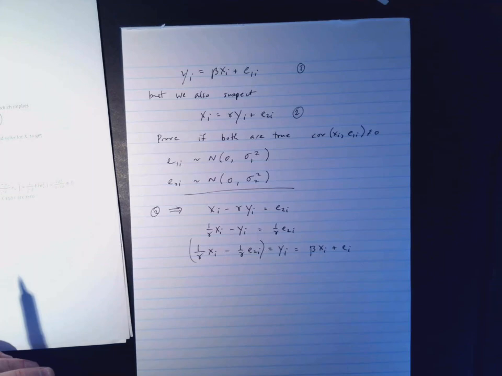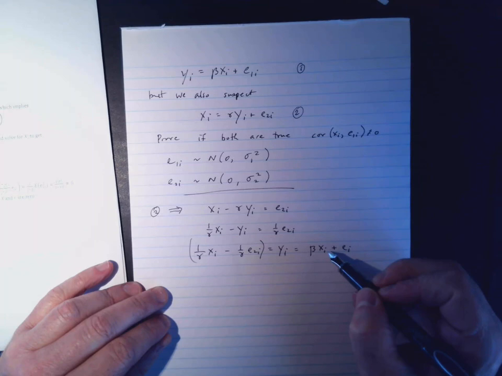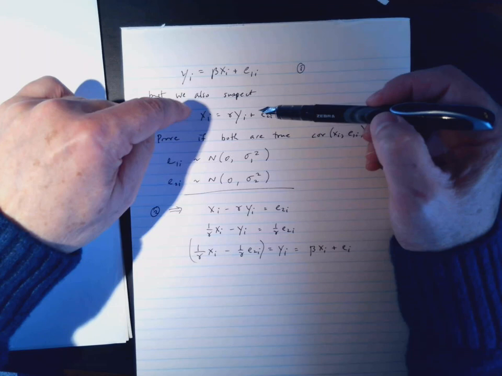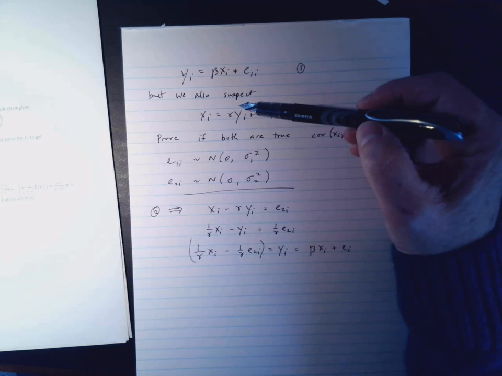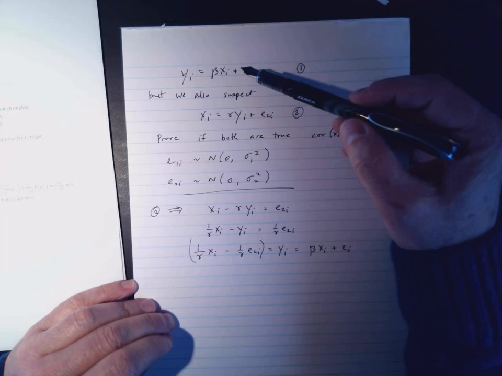And now what I want to do is solve for x. So what am I doing here? I have these two equations and two unknowns, so I can solve for what x equals just in terms of beta, gamma, and the error terms.